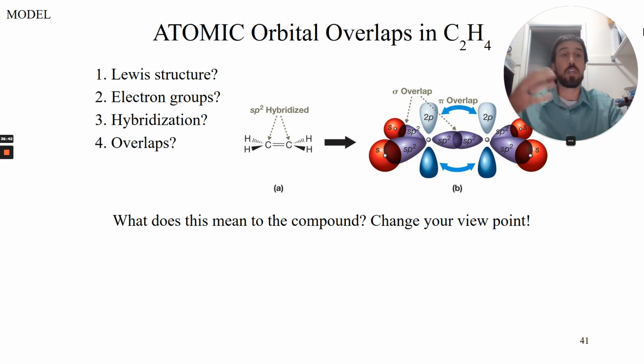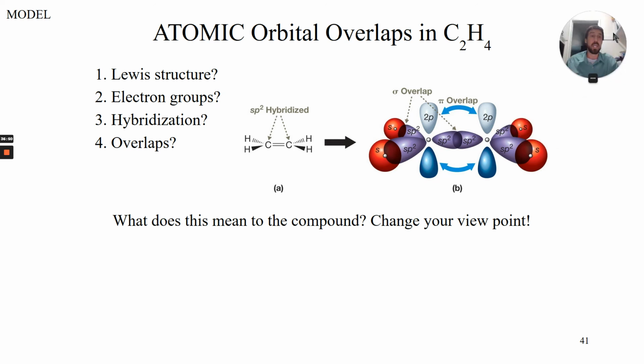So changing our view on that molecule allows us to see a little bit more information, and that's really neat. That's one of the reasons why hybridization theory is so important: it allows us to draw some of these conclusions without having to pull out a supercomputer that we might need for other methods.